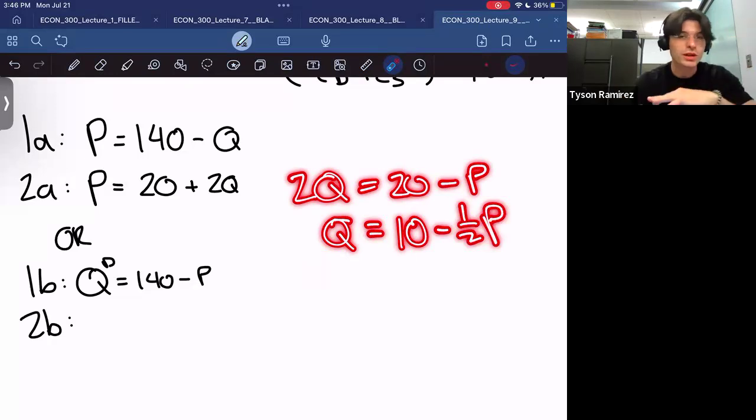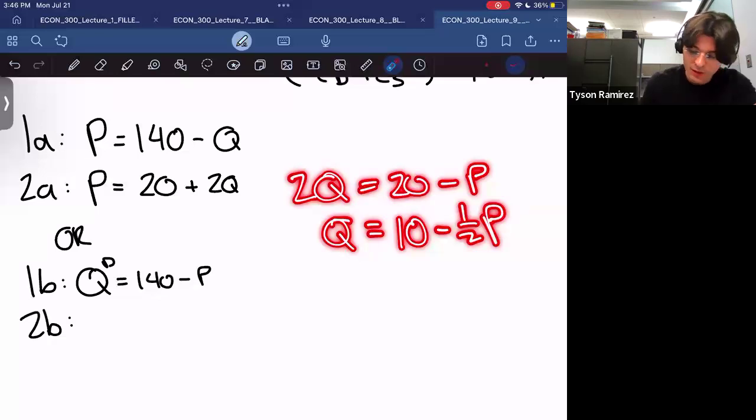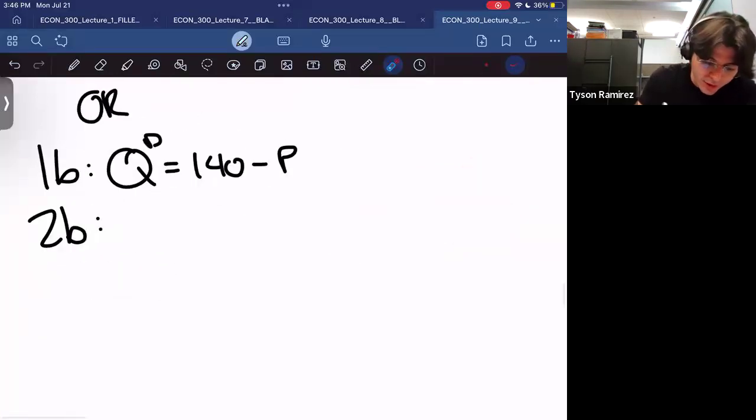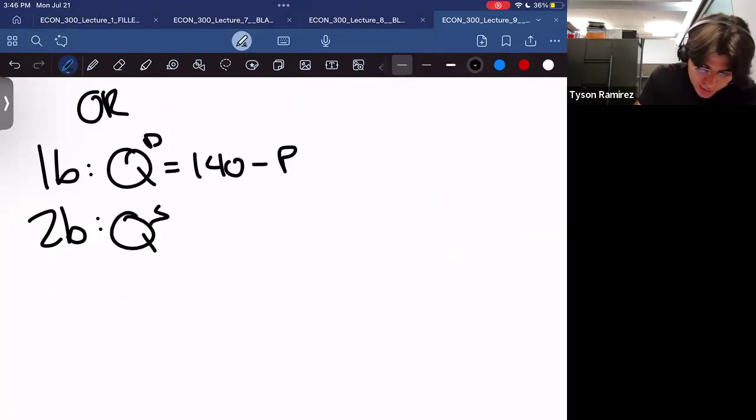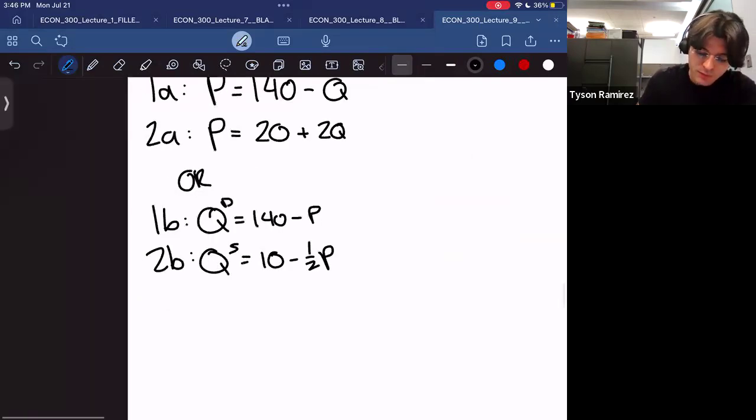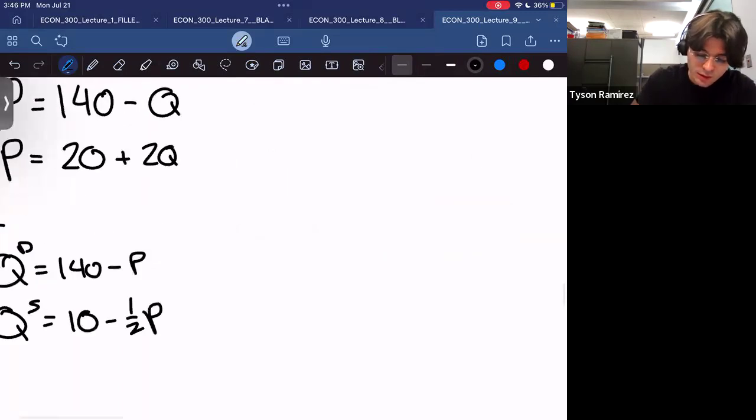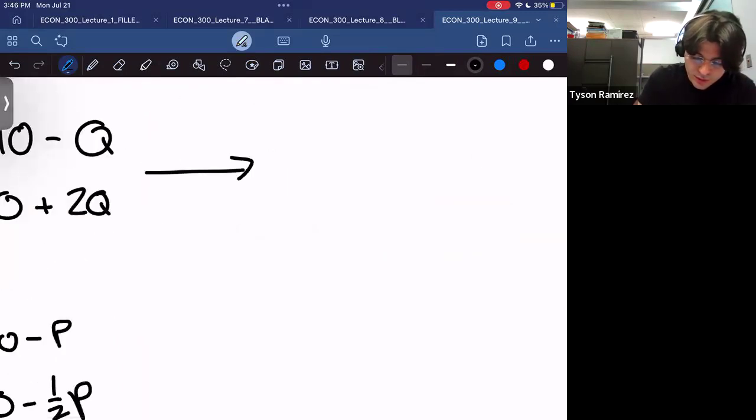I didn't want to clog up the screen, so I'm just going to write that bottom line. This is how we do it to recover the supply function. That is how I'd get quantity supplied. And then this was the inverse demand function.